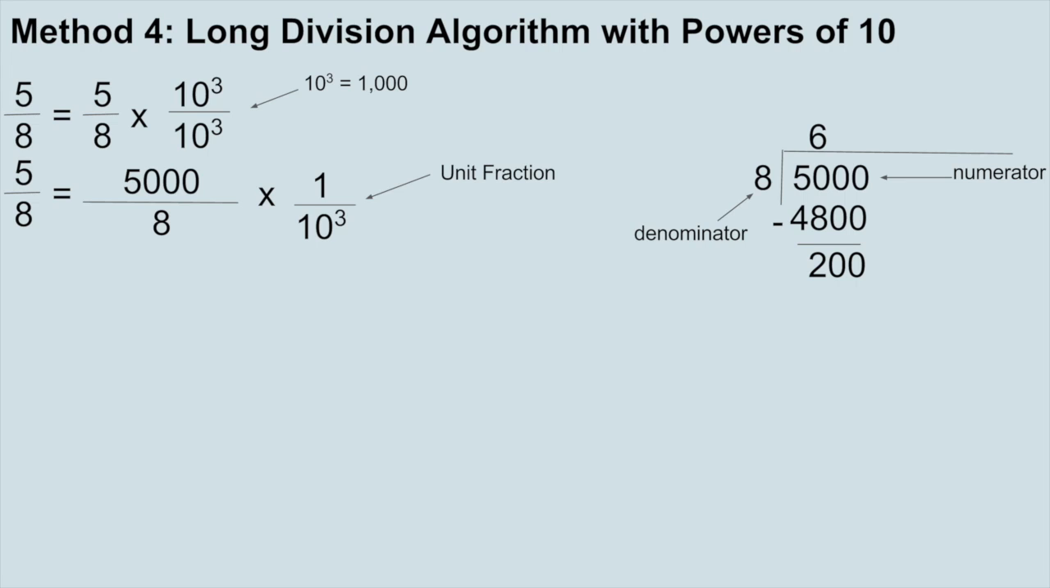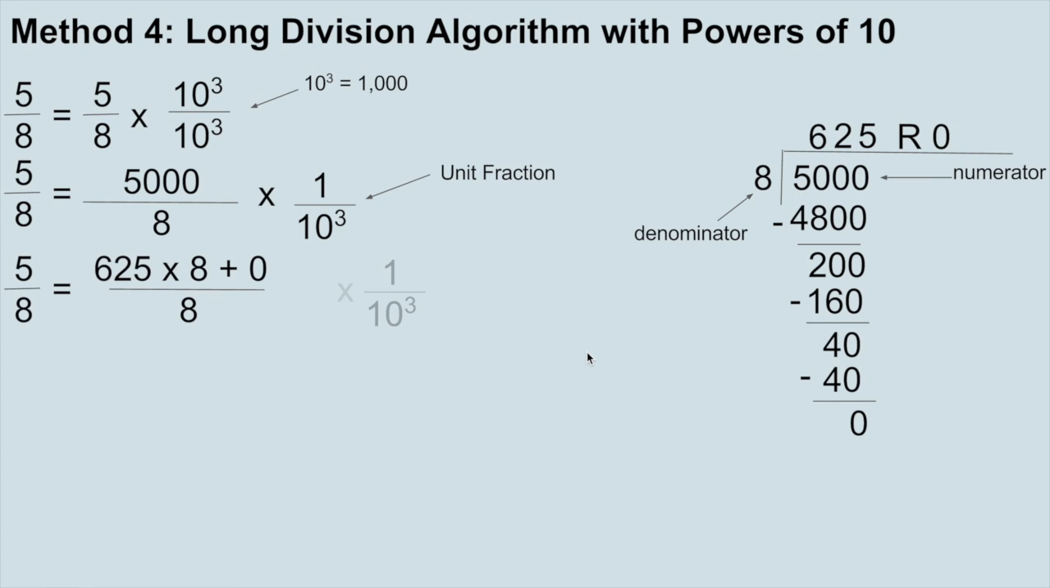8 goes into 20 2 times. That 2 represents a 20, so 20 times 8 is 160. Then we subtract, and we have 40 remaining. 8 goes into 40 5 times. 5 times 8 is 40. We subtract, and we have 0 remaining. And so I'm going to go ahead and put my remainder 0. We're going to rewrite the 5,000, that's our numerator, using the 8 times 625 plus our remainder of 0. And we're going to keep our unit fraction here.